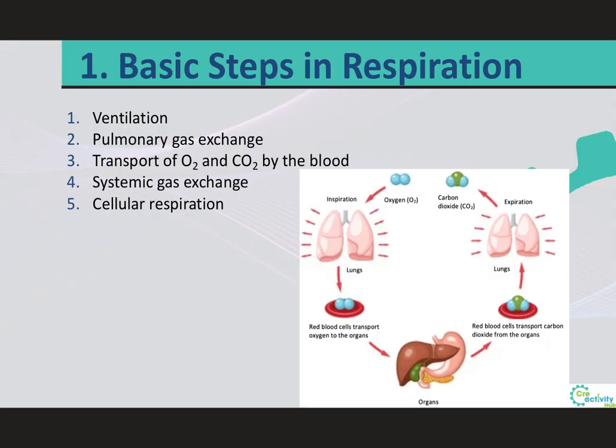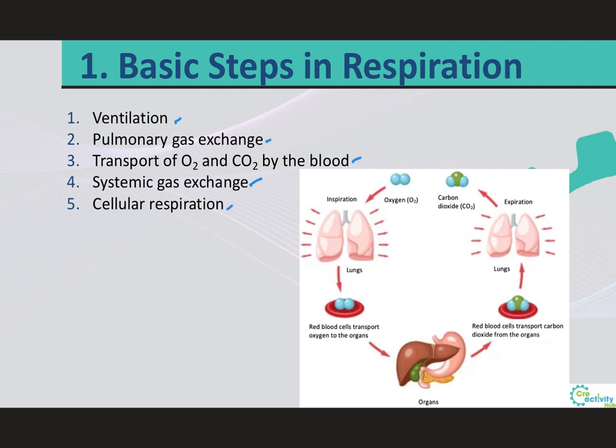Let's start with the basic steps in respiration. There are 5 basic steps that are listed here. We have ventilation, pulmonary gas exchange, transport of oxygen and carbon dioxide by the blood, systemic gas exchange, which basically means that it's going to the systemic circuit, and cellular respiration.